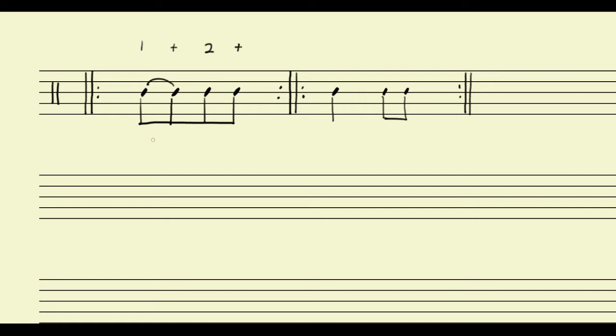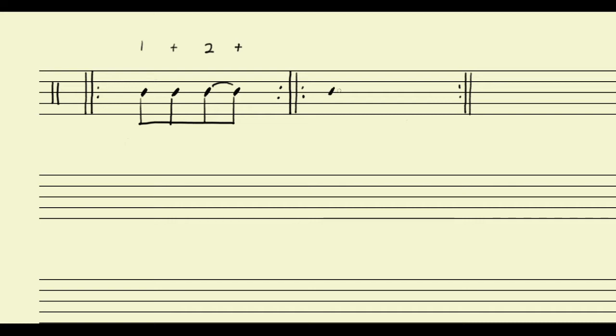So the figure on the left, 1 and 2 and, ta, ta, ta, sounds exactly the same as the rhythmic figure on the right. 1 and 2 and, ta, ta, ta. So that's one way I can group them together. Another way I can group them together is, what if I group together the last 2 eighth notes? I'm going to tie those last 2 eighth notes together.